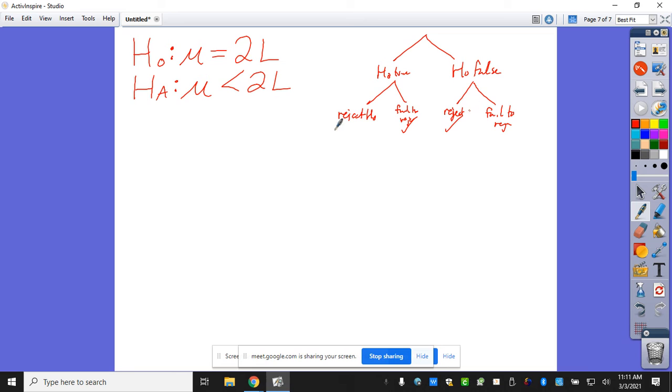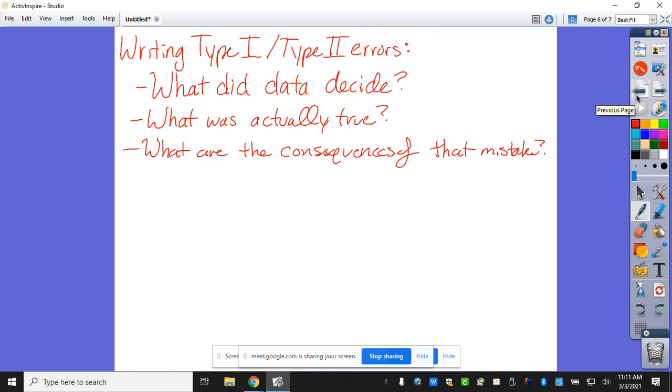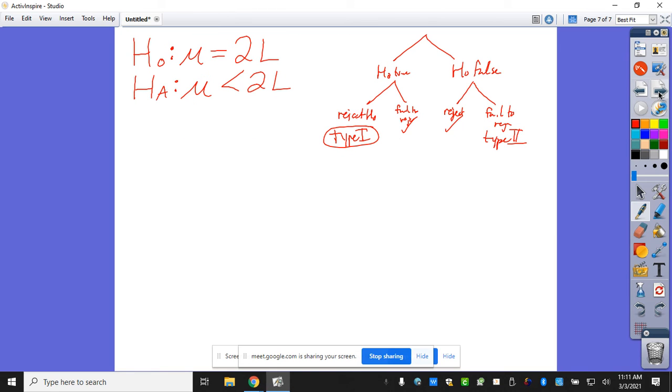That one's good, that one's good. So here's my type 1. This is my type 2. So my null hypothesis is true. This is where I think people get mixed up, so I like to start with what did the data decide. If it is a type 1 error, we decided to do what? If it is a type 1 error, we decided to do what? To reject. And if we reject it, it's because we're saying that there's what?